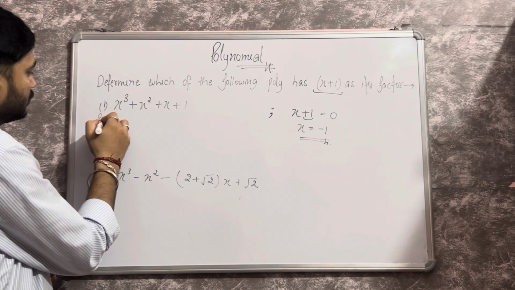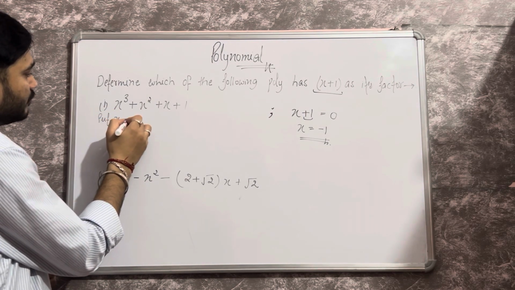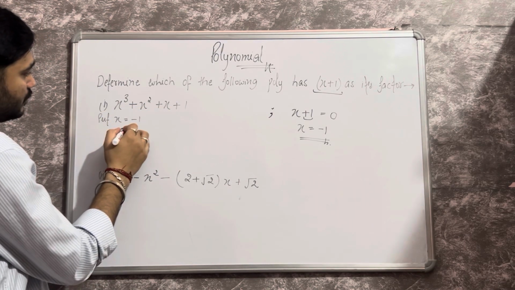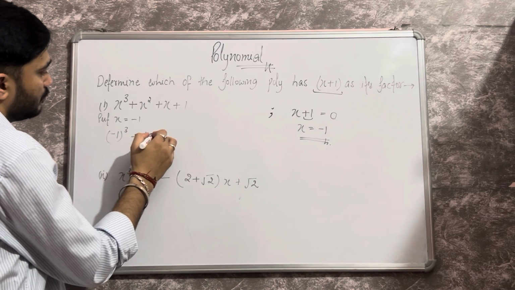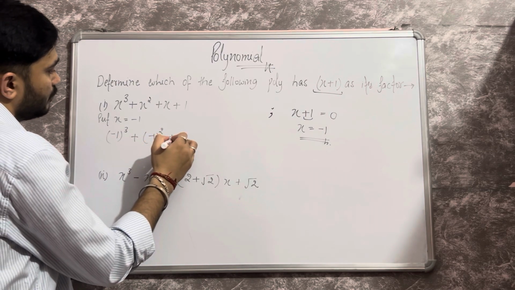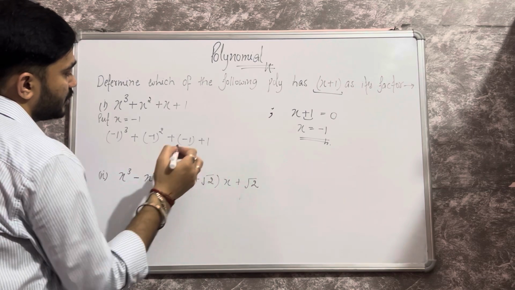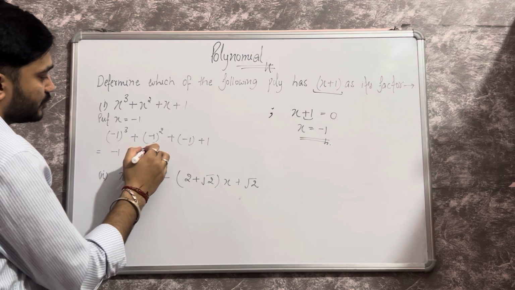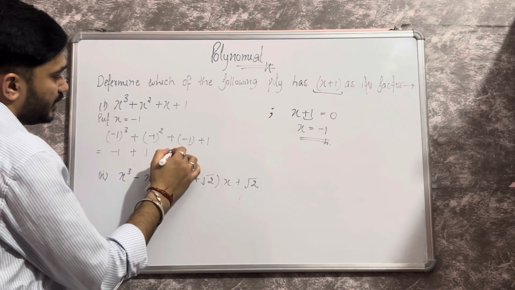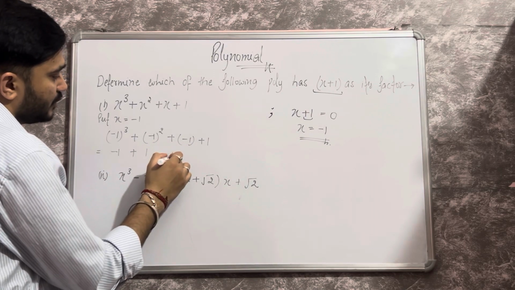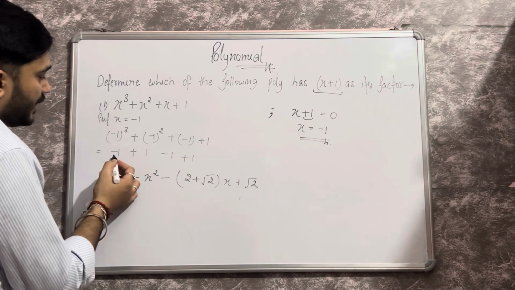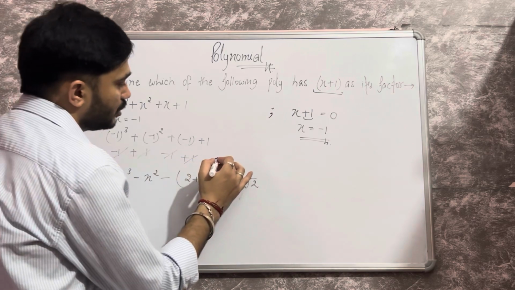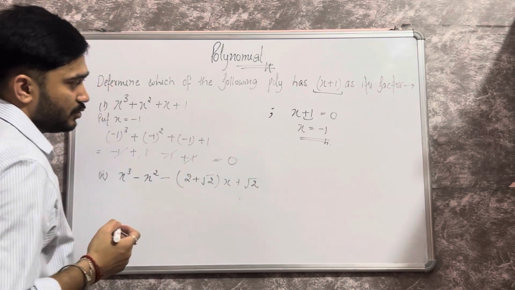So what you are going to do here? Put x equal to minus 1 in this equation. So put here minus 1 cube plus minus 1 square plus minus 1 plus 1. Minus 1 cube is minus 1, plus minus 1 square is 1, plus minus minus 1, that is plus 1, and plus 1. Minus 1 plus 1 cuts to 0, minus 1 plus 1 cuts to 0. So the answer of the equation is 0.